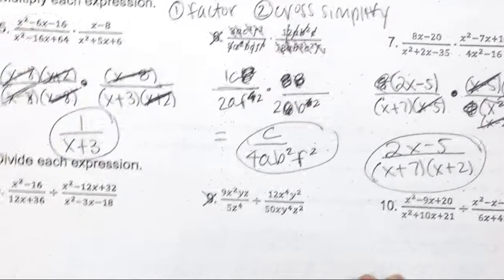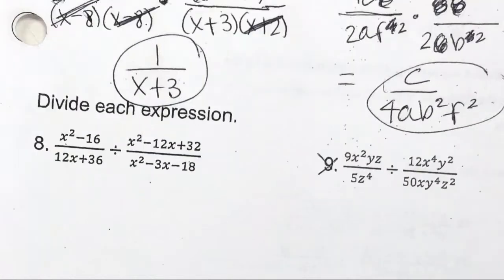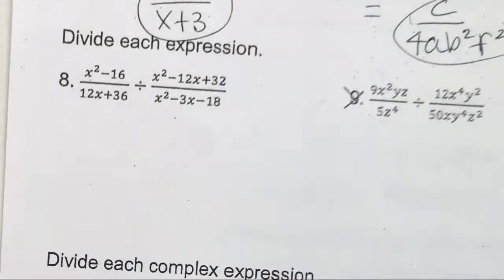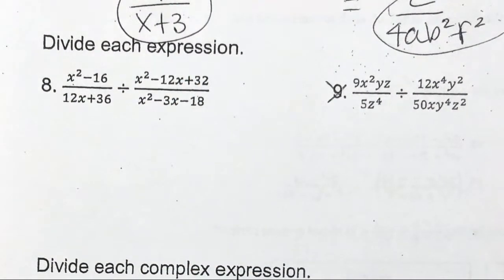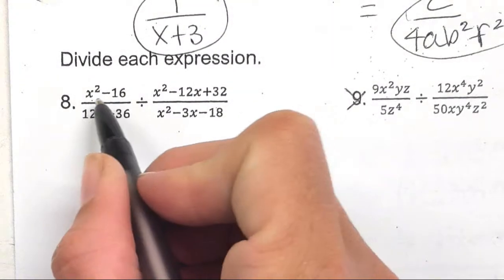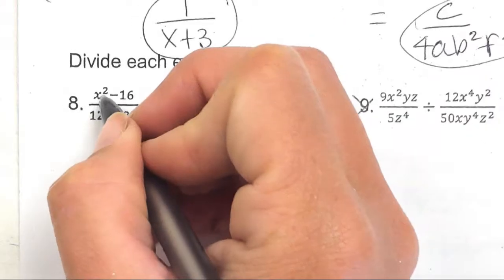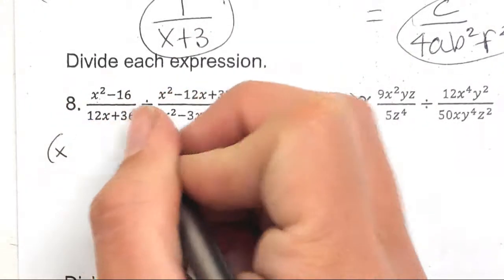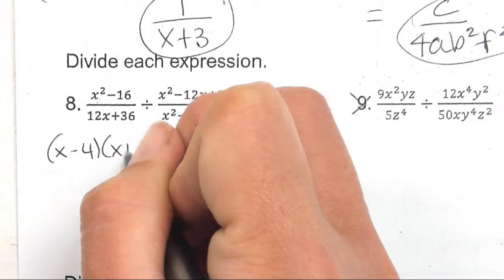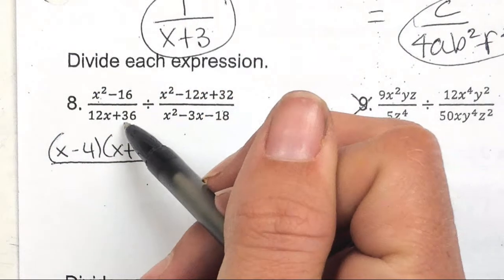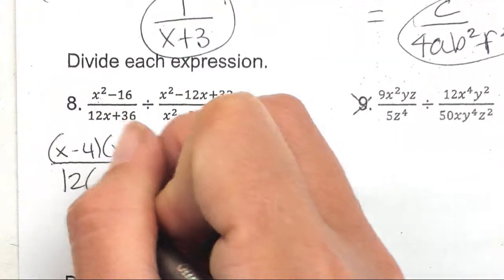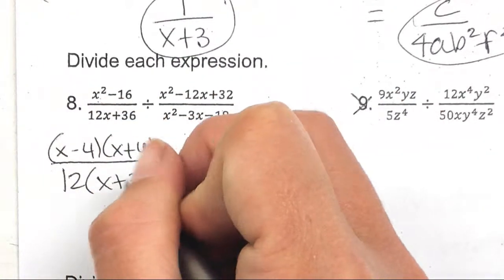So I'll go ahead and do number 8. And since they're the same as this up here, you just have to flip the second one. I'm going to let y'all do the rest on your own. So for this one, for dividing, let's look at this top first. Let's factor it. This is difference of squares. So the square root of x squared is x. Square root of 16 is minus 4 or plus 4. On bottom right here, what do these have in common? 12. So it'd be 12 on the outside, x plus 3 on the inside.